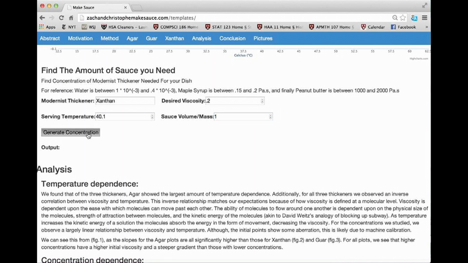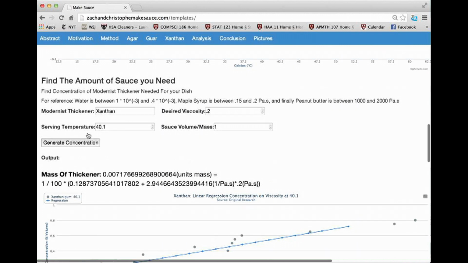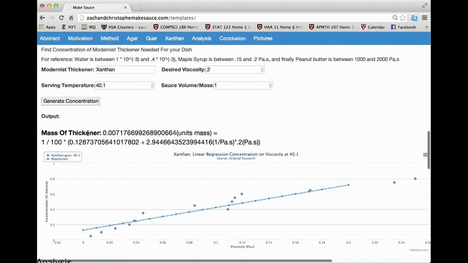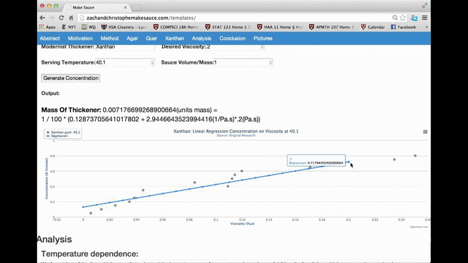So I come here and I can go ahead and click Generate Concentration, and you can see that based on our data, we create this graph for you, which will show you that at the viscosity that you desire, you need a concentration of 0.71% by volume xanthan gum, which we also translate into mass here. So that's 0.0071 kilograms of xanthan gum because we were using liters.